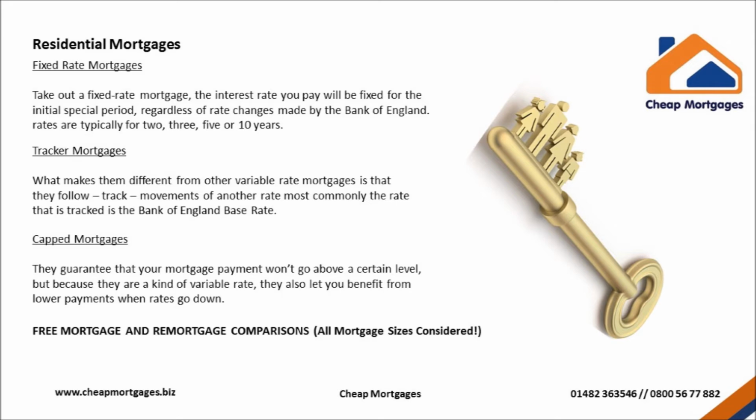A capped rate is a variable rate, usually a tracker or a discounted rate, but which has the benefit of a limit to the maximum interest payable. This means it is similar to a tracker mortgage in that it follows the base rate but will not go above a certain rate, for example 5%. Again, the capped rate will be in place for 2, 3 or 5 years before going back onto the lender's standard variable rate.